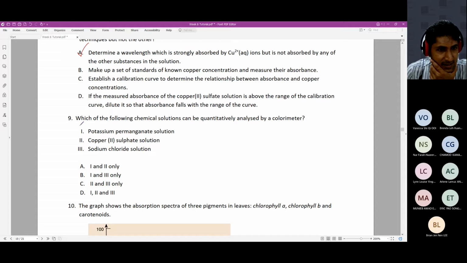Question number 9 says which of the following chemical solutions can be quantitatively analyzed by a colorimeter? Quantitatively. What do we understand by quantitative? What do we understand by quantitative? Anyone? Eric? Like any amount?